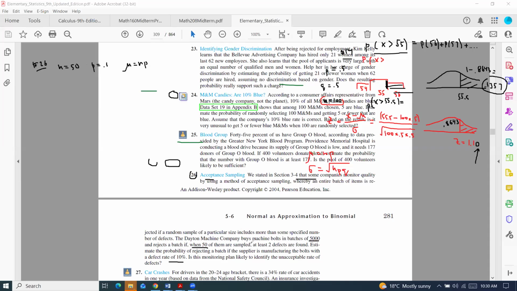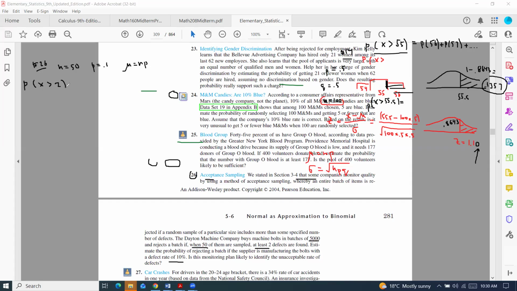They say if at least 2 are found, they're not going to accept the batch. We can right away say intuitively that it's probably going to be way more than 2, because the mean is 5. But they ask us anyway: what's the chance that the number of defectives will be at least 2? It's probably a pretty high chance, but let's calculate what this chance is.